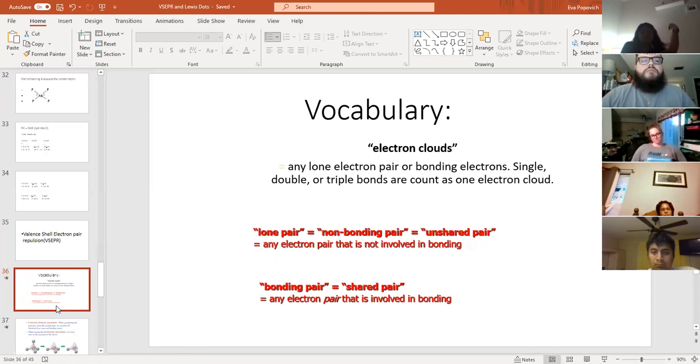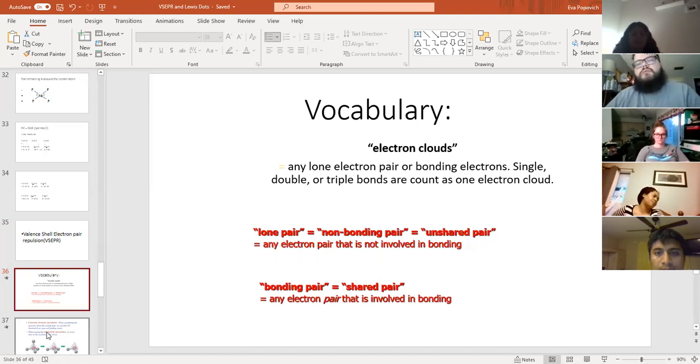The other thing we need to deal with are lone pairs. Lone pairs are those electrons that are exclusively owned by that atom. They are not involved in bonding. Bonding electrons, on the other hand, are shared between two atoms. Those are the electrons that are between the atoms.